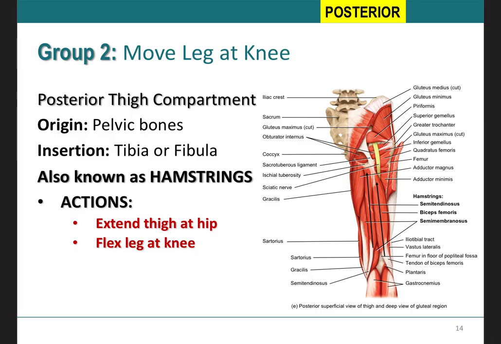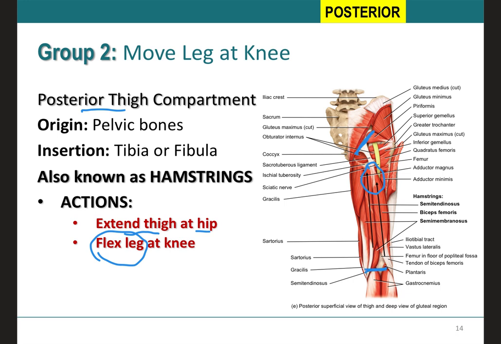Still with regards to group 2, now we're looking at the posterior compartment of the thigh. These muscles originate on the pelvic bone and insert on the tibia or the fibula, and therefore they will be crossing two joints, which are the hip and the knee. At the hip, they will extend the thigh, and at the knee, they will flex the leg because they're moving in this direction. So they're going to be increasing the angle at the hip, and decreasing the angle at the knee.